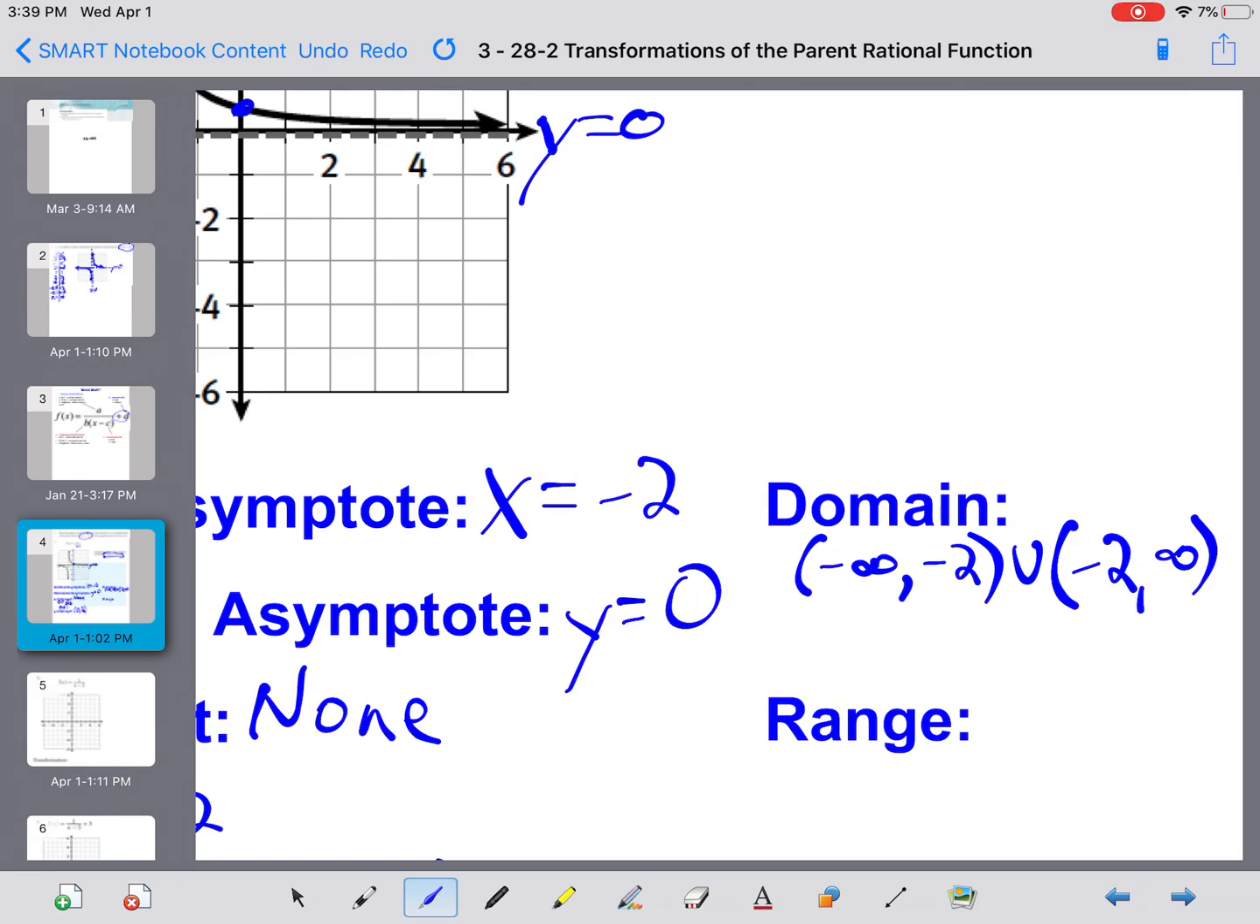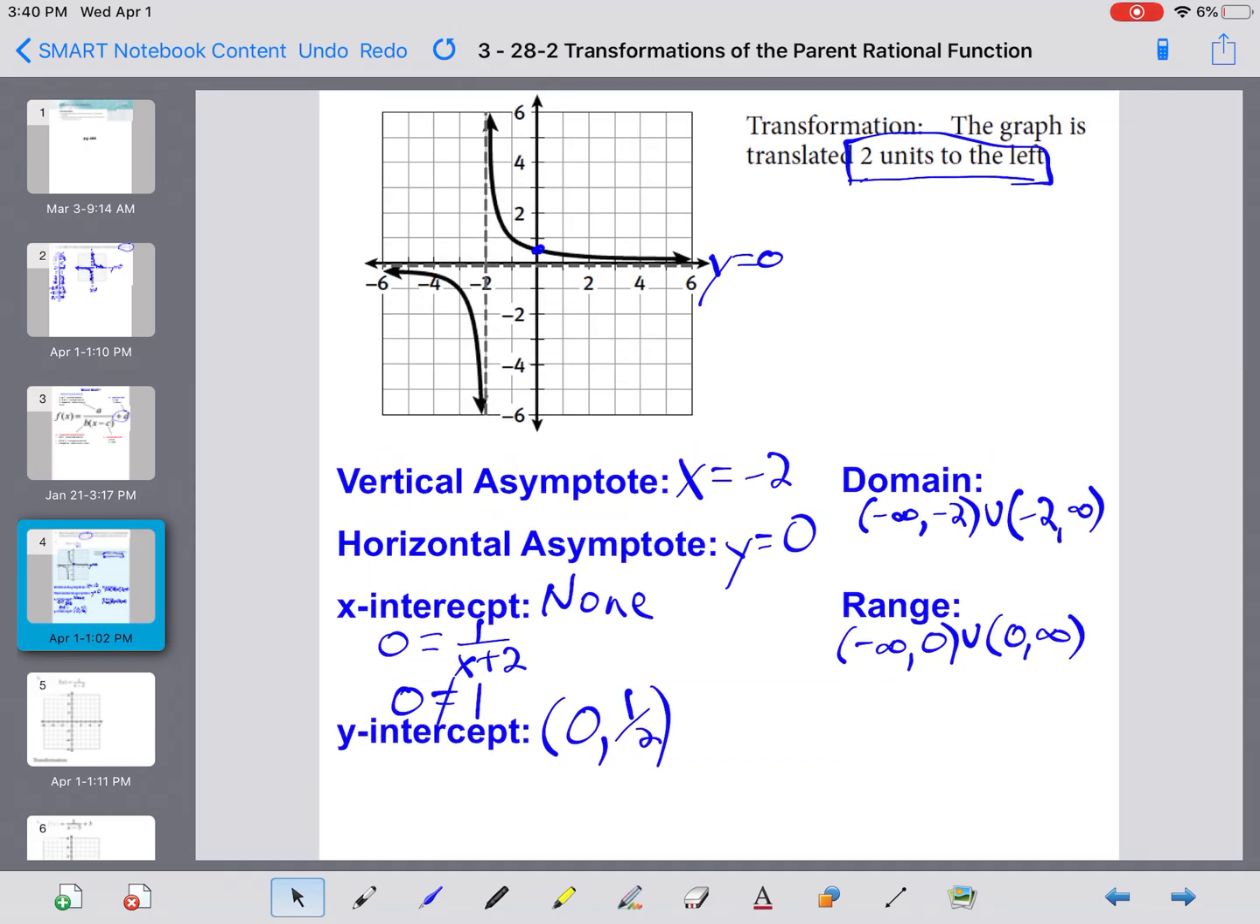Now my range, remember, range goes bottom to top. This graph goes down forever, so -infinity. But as it starts rising up, we have to skip over y equals 0, because that's where the horizontal asymptote is. Union 0 to infinity. I can't use brackets anywhere there because these domains and ranges are affected by the asymptotes, and in this graph I'm not hitting those asymptotes. All right.